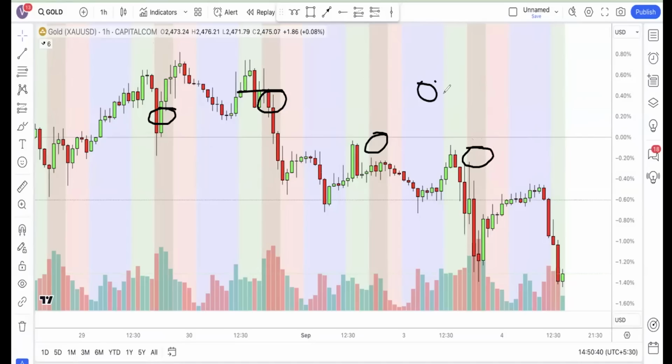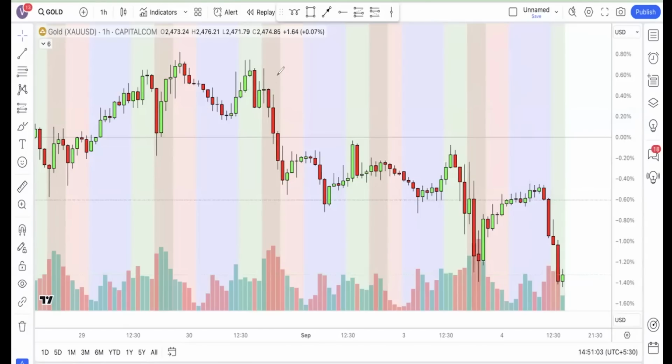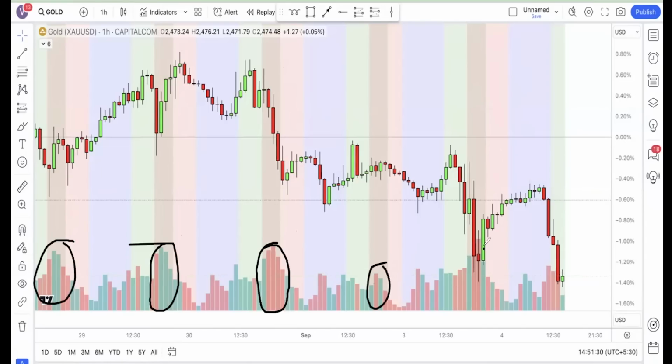Brown color is the overlap of the European market and the US market. In the brown zone, that is where the European market and US market are overlapping, and that is the time you will see the highest volatility. That means huge moves come in gold most of the time. You can also see that volume goes up during that time. Volume is also highest when the US and European markets are overlapping.